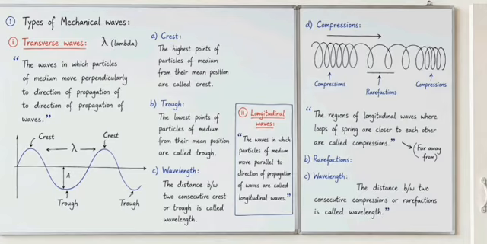Now what is wavelength of longitudinal waves? The distance between two consecutive compressions or rarefactions is called wavelength.